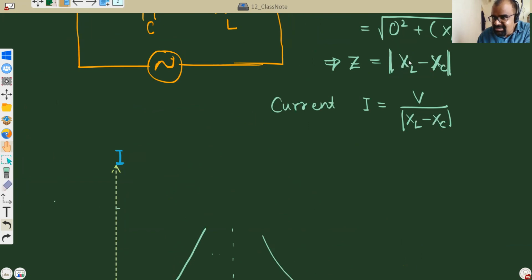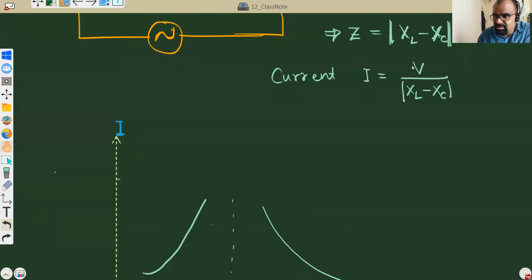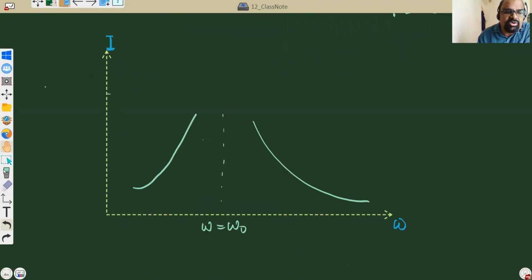then XL will be equal to XC. So what will be the current? V by 0, or at least tending to 0. So current will become infinity. So this graph will look like this. It will go up to infinity and then it will fall like this. I hope you understood what I'm trying to say. So this is how this graph will look in case of an LC circuit, because R tends to 0.